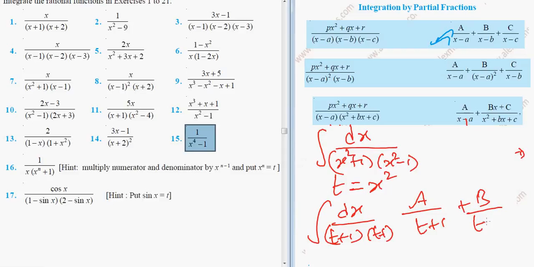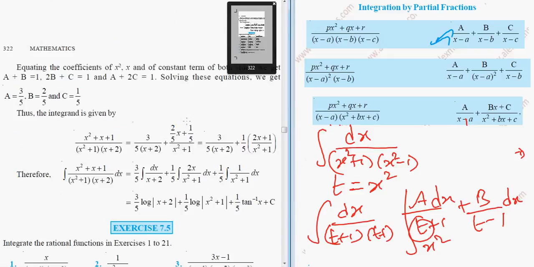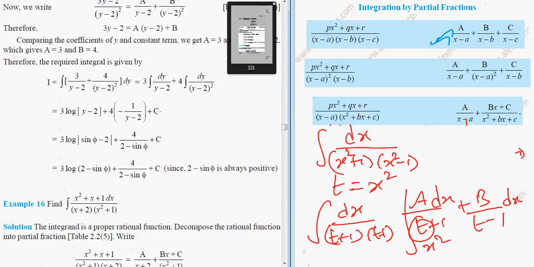After finding a and b, when you want to integrate, dx is still here. So we will replace this as x square, then we will continue. This we discussed already. And there is one more big problem. With that, this topic is also getting over.